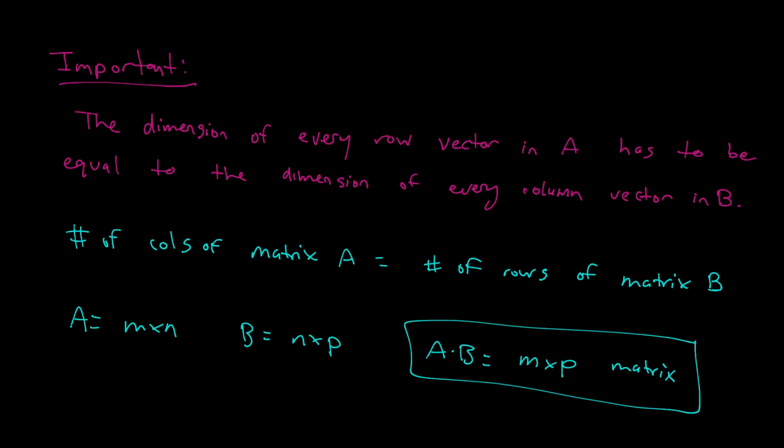So if you have A as an m by n matrix, where m is the number of rows and n is the number of columns, and B is an n by p matrix, that means the product will be an m by p matrix.